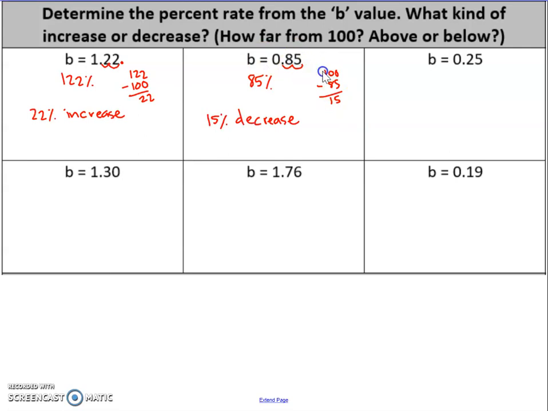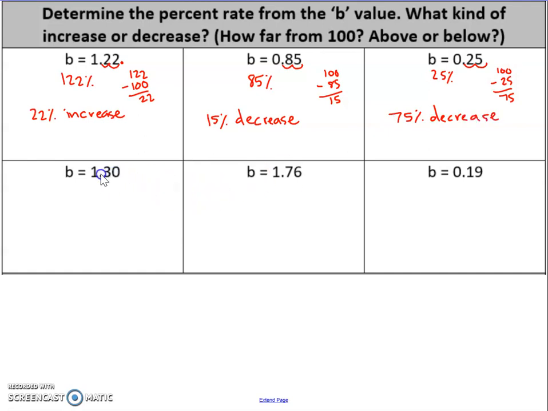Okay, that's it. All right, so convert. This is less than 1, so it should be a decrease. I go to the right twice, so I'm at 25%. How far from 100? Well, 100 minus 25 is 75. So this is actually showing me a 75% decrease.